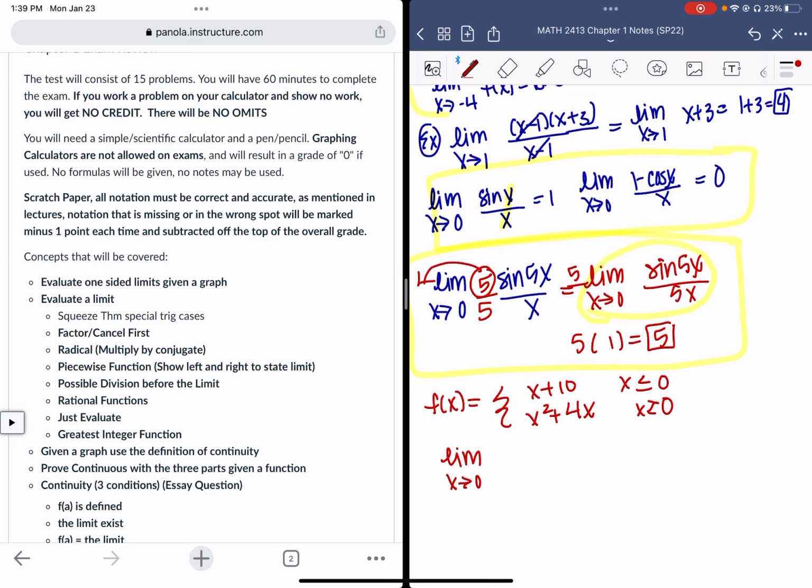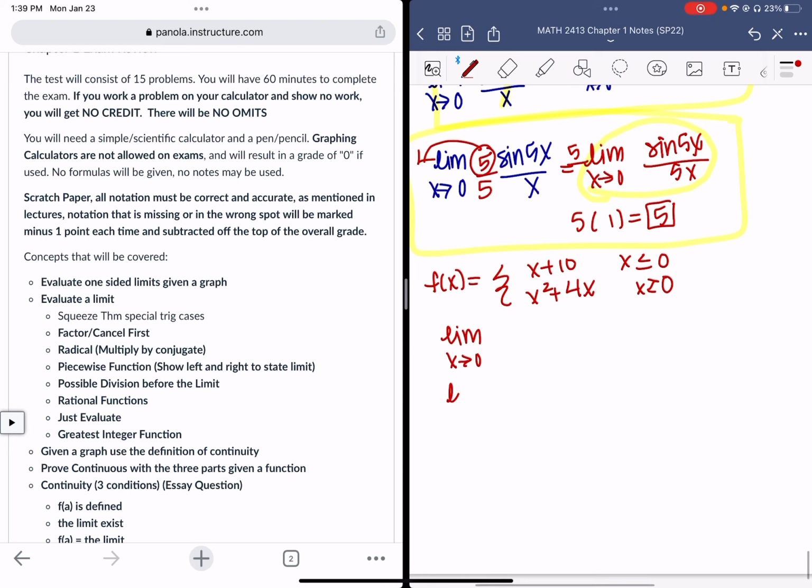You're going to have to go, you know what? 0 is where it changes from each of these. So I know I need to take this and not only do the limit from the left, but I also need to do the limit from the right. And then based off the answers I get here, I could conclude what the limit of this function is.